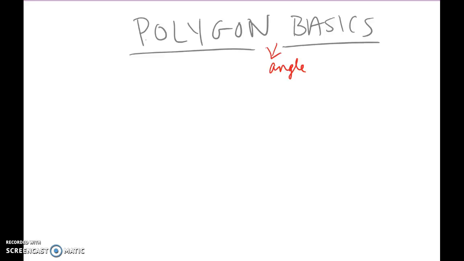Okay, so we're just going to cut right to it with a few polygon basics. You've studied these your whole life. So triangles, quadrilaterals, pentagons, hexagons, you've studied them all. And now we're going to talk about the angles inside. So there's three formulas, okay?